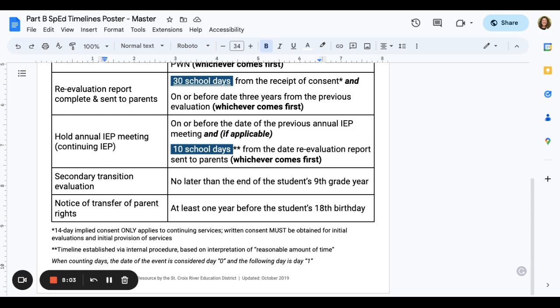A final important reminder is that when you're counting days, the date of the event is considered day 0, and then the following day is day 1. So if you send a prior written notice on May 1st, that counts as day 0. When you start counting, day 1 would be on May 2nd. The next day is always your day 1 of counting.